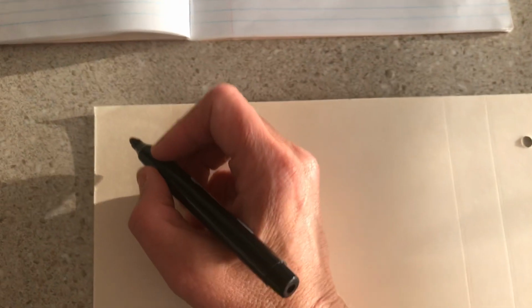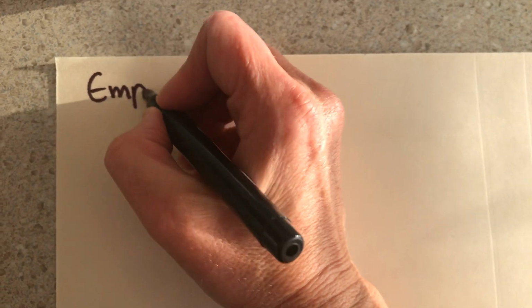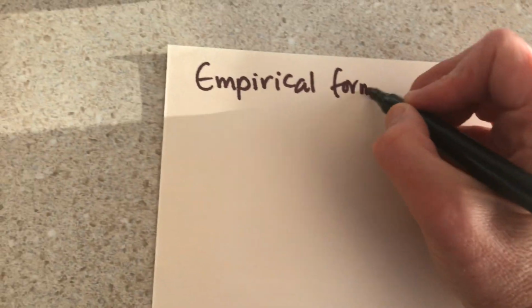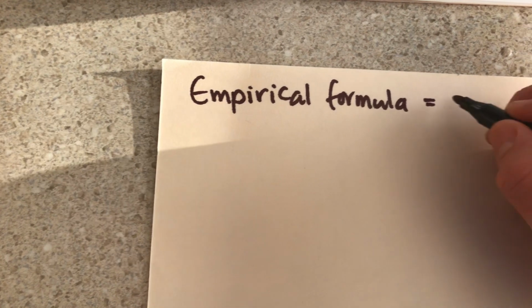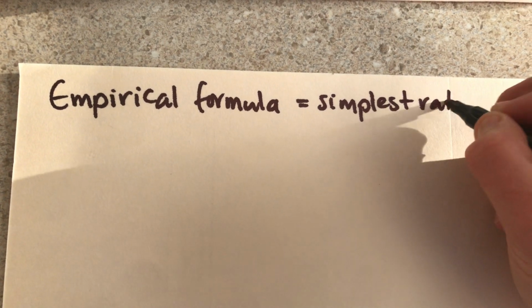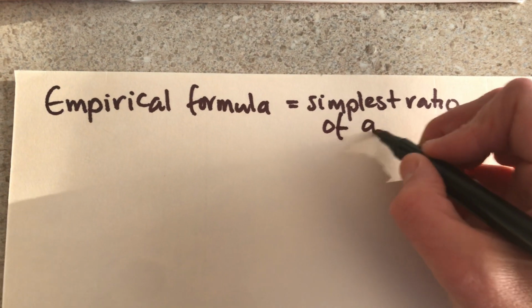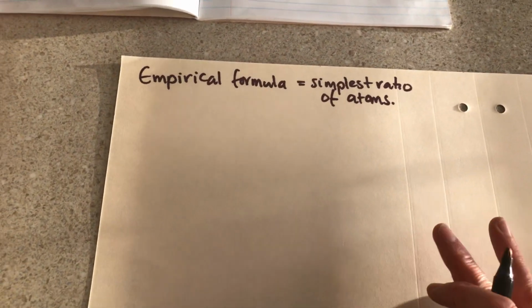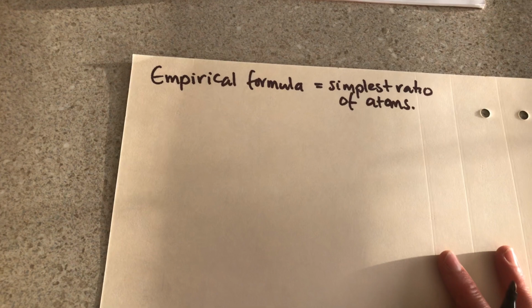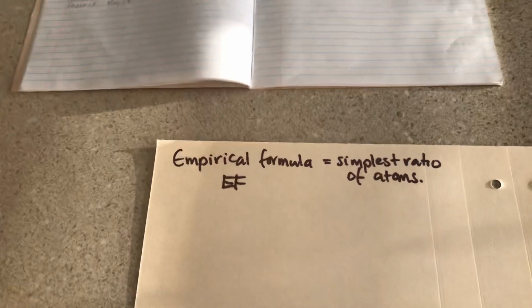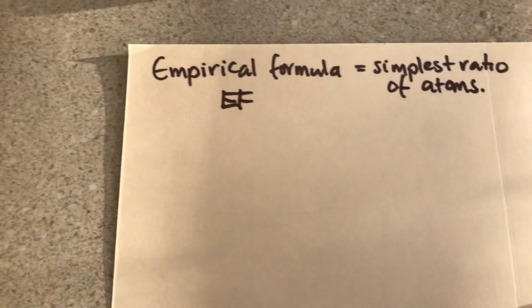Hi everyone, today I'm going to teach you about a little thing called empirical formula. So simply put, empirical formula is the simplest ratio of atoms. You used to have to calculate this, but now in this spectroscopy standard, you're simply going to need to know how to use the empirical formula. I'm going to abbreviate empirical formula to EF. Okay, so the empirical formula is the simplest ratio of atoms.